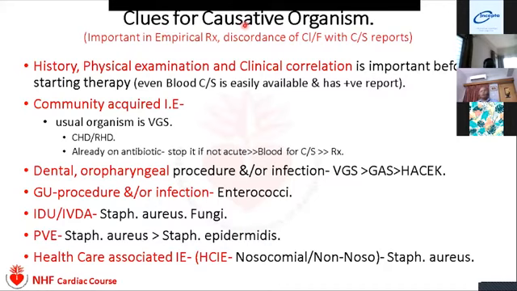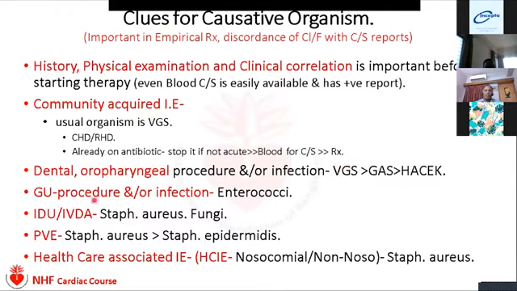What are the clues for the causative organism? This is important, especially when you start empirical treatment. And sometimes when clinical features and culture report do not coordinate, then this clue is helpful, like history, physical examination, and clinical correlation. Community acquired infection is usually caused by viridans Streptococcus, usually in rheumatic heart disease or congenital heart disease patients. In dental or oropharyngeal procedure or infection, the usual organism is Streptococci.